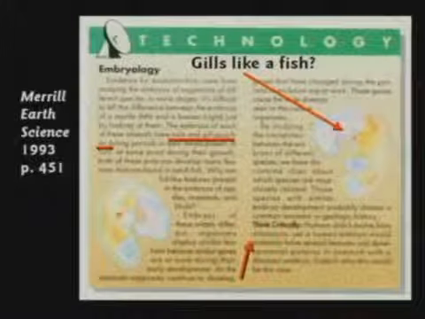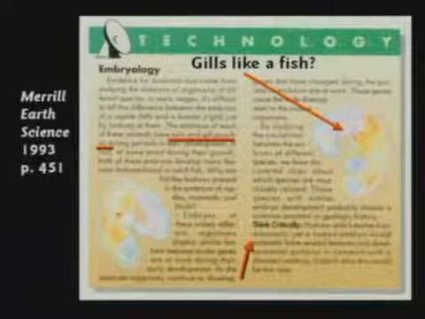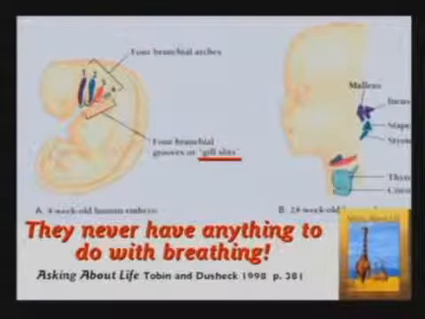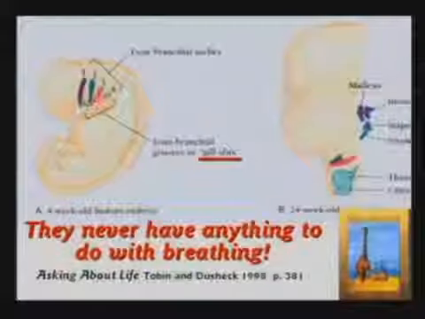This is a lie proven wrong in 1875. It's not true. Those little folds of skin in the embryo develop into bones in the ear and glands in the throat. Go study your anatomy. They never have anything to do with breathing. I've seen people that have five or six chins and they can't breathe through any of them but the top one, okay?